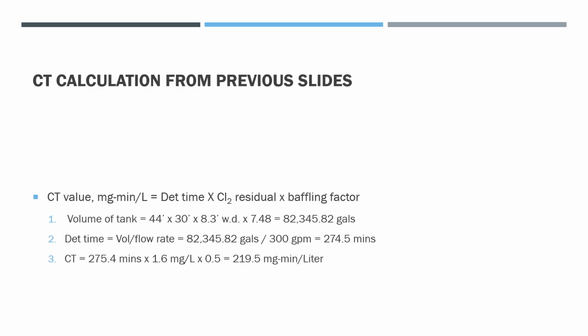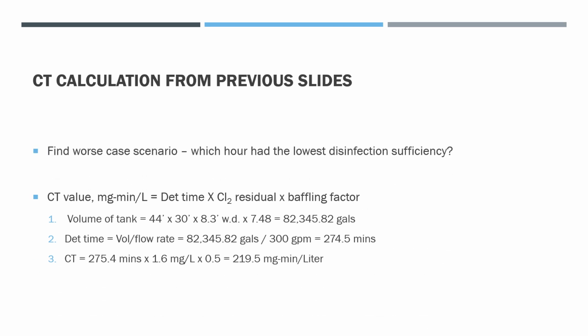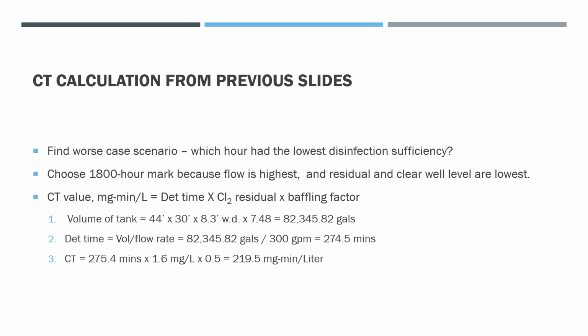So when the superintendent did the calculation from the previous slide, find the worst case scenario, which hour had the lowest disinfection sufficiency. It shows the 1,800 hour mark because the flow was the highest and the residual and the clear well level were lowest. So the CT value in milligram minutes per liter would equal the detention time multiplied by the chlorine residual multiplied by the baffling factor. So to do that calculation, I multiplied the width times the length times 8.3 feet deep and converted that to gallons by multiplying by 7.48, and I see that I had 82,345.82 gallons.